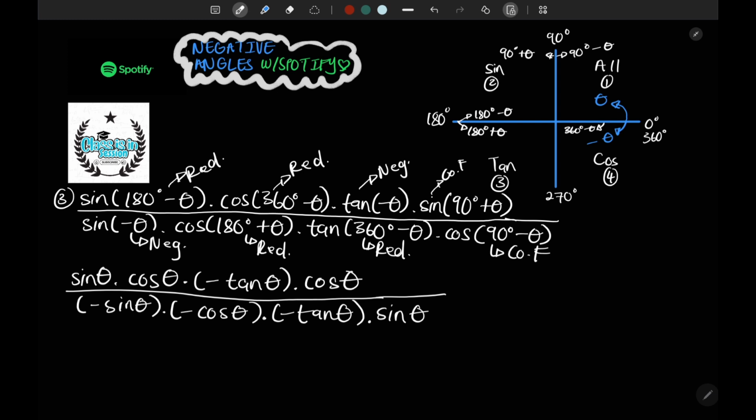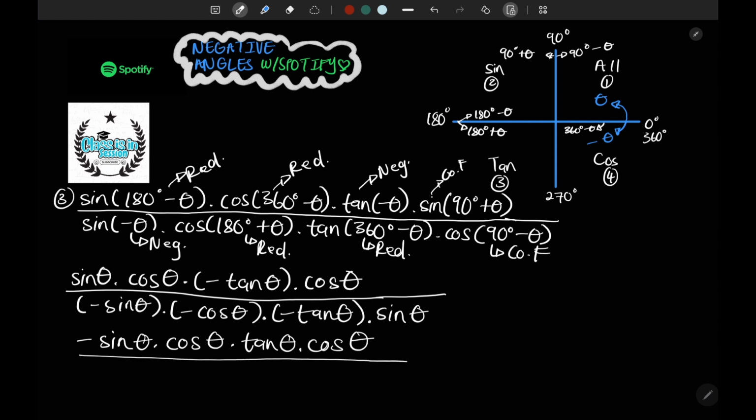Now let's multiply the signs. We have a positive times positive, which is positive. Positive times negative, which is negative. Negative times positive, which is negative. So your entire numerator, rewrite it as a negative. Negative sine theta multiplied by cos theta multiplied by tan theta times cos theta.